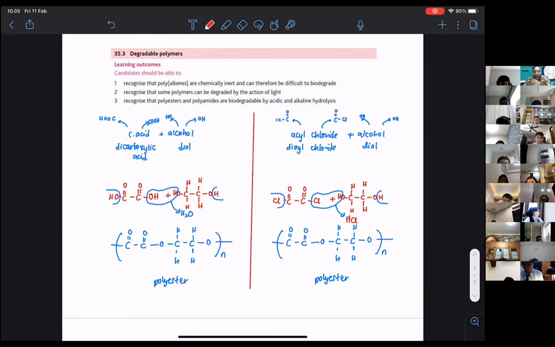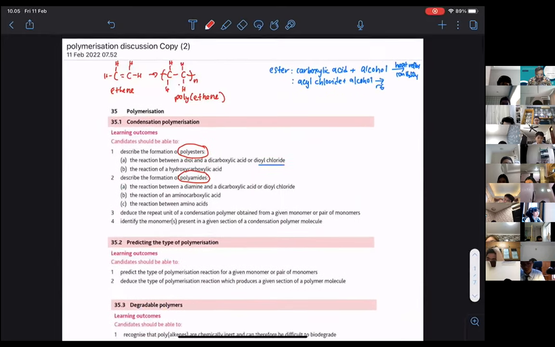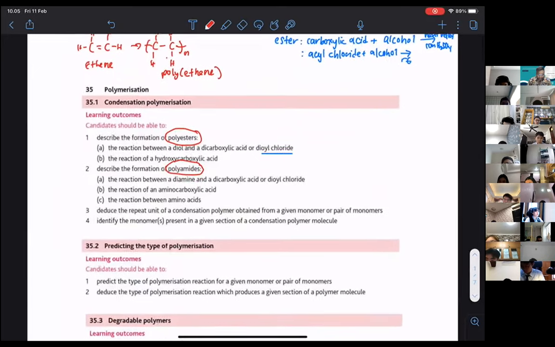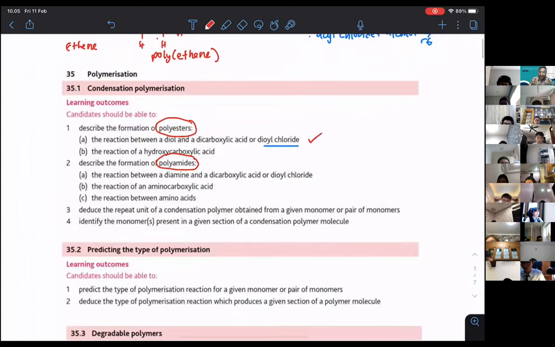So you are still going to get the same thing, but the only thing that is going to change over here is maybe you are going to have water here, and you are going to have HCl over there. And the rest are all the same. So you need to know about that. So that is what I have discussed about the polyester formation.